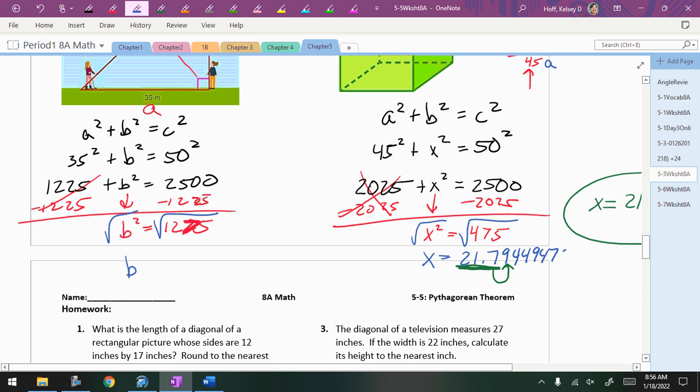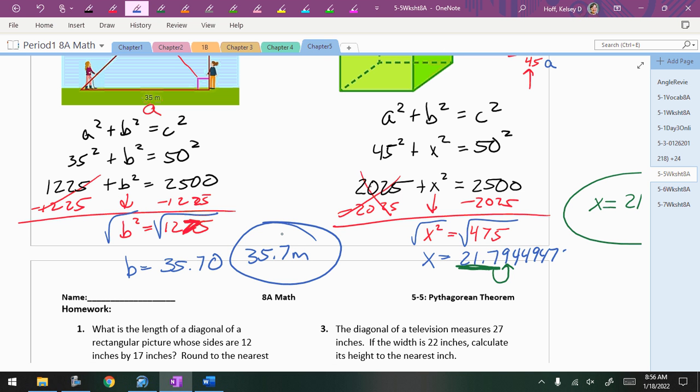Then you take the square root, and you get 35 point... What's after the 7? 0. Good, which then turns into 35.7. What's my label? M stands for meters. Nicely done. Meters. If the number after it is 5 or higher. Yes, you are correct. Yep, you are correct.